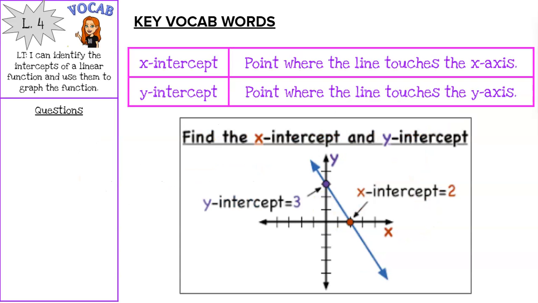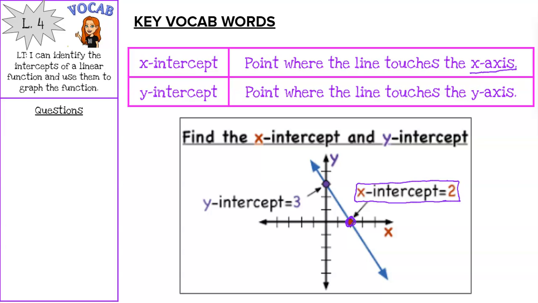First thing is vocab. An x-intercept is the point where the line touches the x-axis. So right here, our graph touches the x-axis at 2. So our x-intercept would be 2.